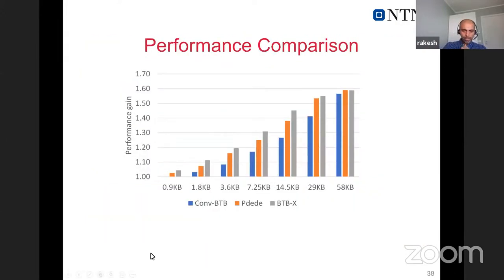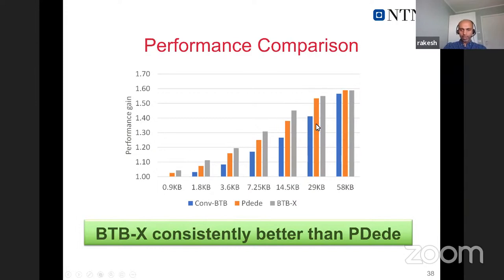Performance-wise, we are comparing the conventional BTB with a full-size target field, PDD, the state of the art, and BTBX, this proposal. We are comparing them across different storage budgets. One thing which is clear here is that BTBX almost always outperforms PDD, unless you give it such a high storage budget that almost all designs perform about the same.